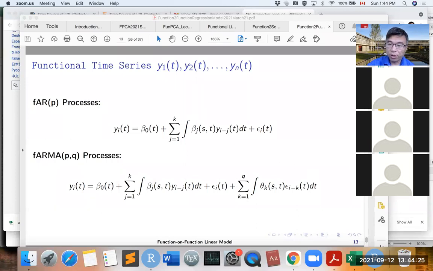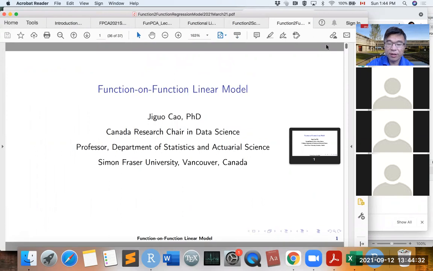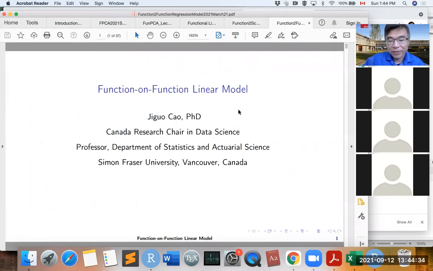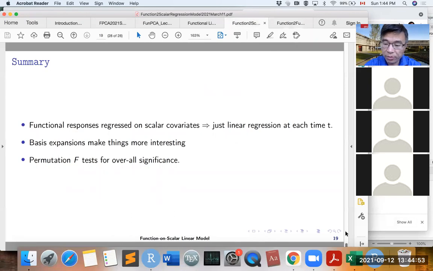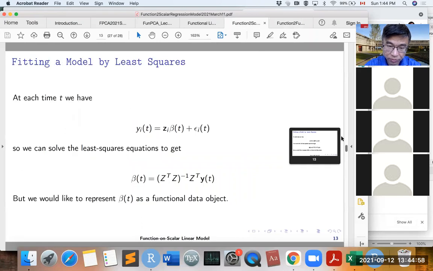Okay, so before the break, we have talked about a functional scalar linear model. So we learned that in order to control the smoothness on the coefficient functional parameter beta t, we want to express the beta t as a linear combination of the basis functions.